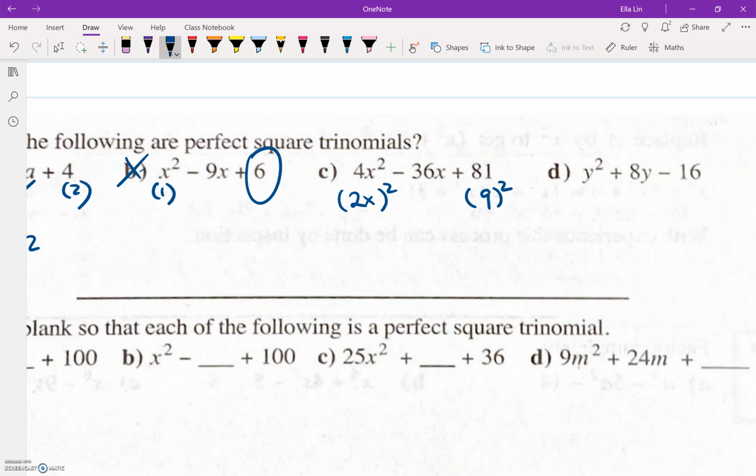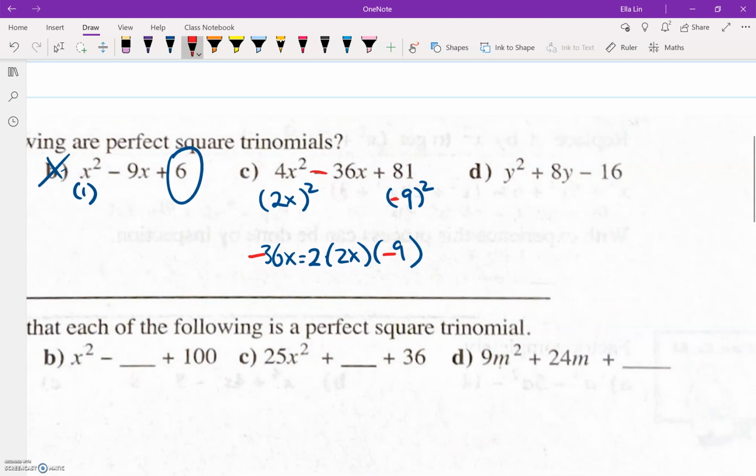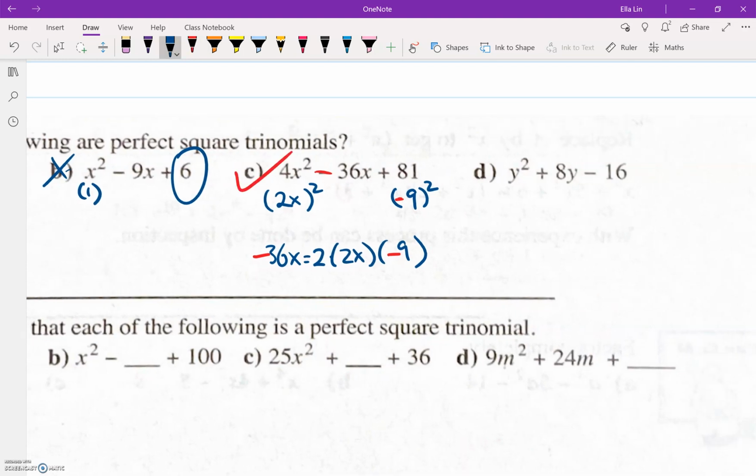Okay, so how do I get negative 36? Well, I can do 2 times 2x times 9, and obviously that gives me positive 36x, and I need a negative 36x. So I'm going to do that by either putting a negative here, or I can put a negative here. You can try it out yourself, but it doesn't matter where you put the negative sign. Either way, you're going to come out with the same perfect square factor. So yes, this one is a perfect square trinomial.